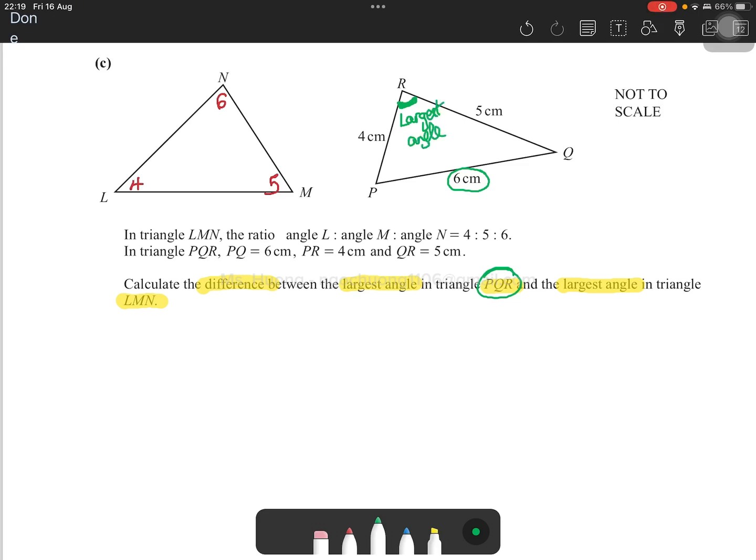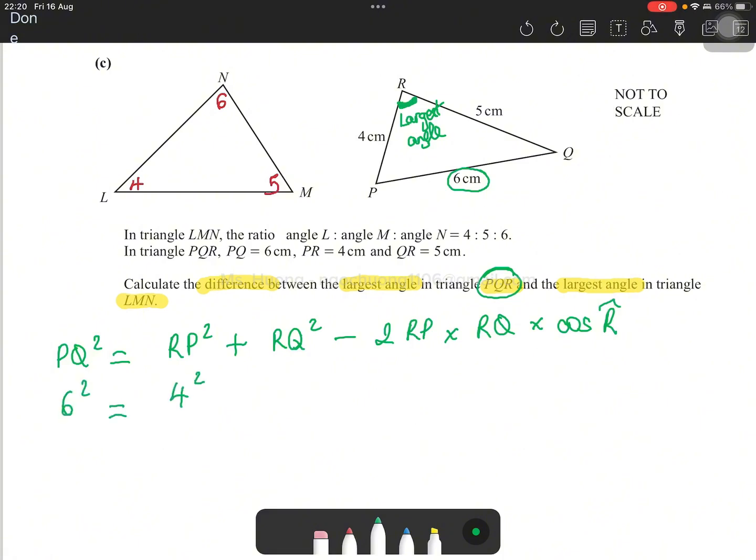So I will try to find this angle R. We will use the cos rule. The cos rule says that PQ squared is equal to RP squared plus RQ squared minus 2 times RP times RQ multiplied by cos of R. So let's substitute the numbers. 6 squared equals 4 squared plus 5 squared minus 2 times 4 times 5 times cos R.